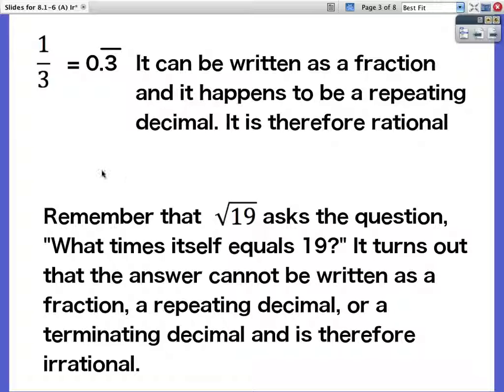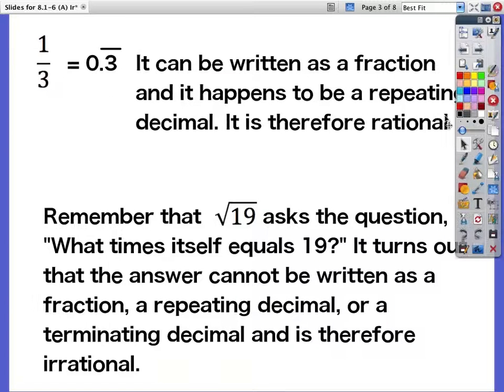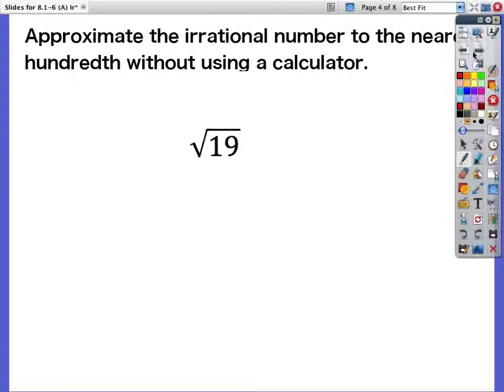And so here's a quick example of a rational number. 1/3, it's obviously written as a fraction, therefore we know it's rational, and it so happens to be a repeating decimal of 0.3 repeating. And so it is rational. However, the square root of 19 down here, remember that asks the question, what times itself equals 19? And it turns out that the answer cannot be written as a fraction, a repeating or terminating decimal, and is therefore considered irrational. We're going to talk about that right now, why the square root of 19 is irrational.